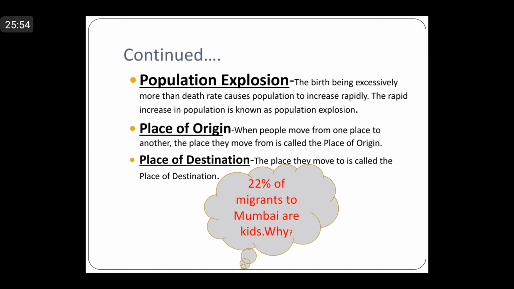Now, the place of origin and place of destination. There are two other terms, the place of origin and the place of destination. What is that place of origin? When people move from one place to another, the place they move from is called the place of origin, and the place they move to is called the place of destination.